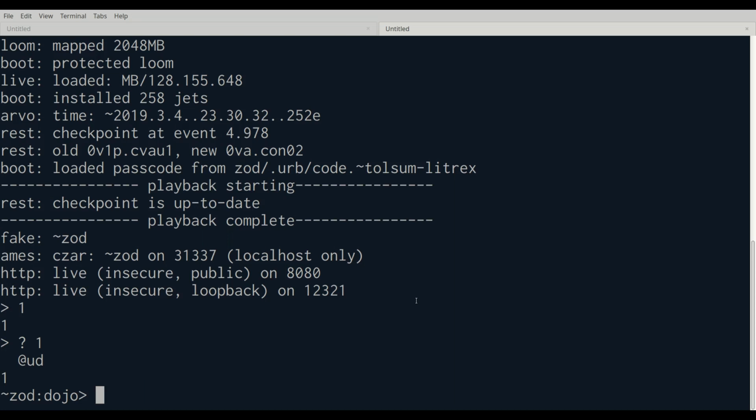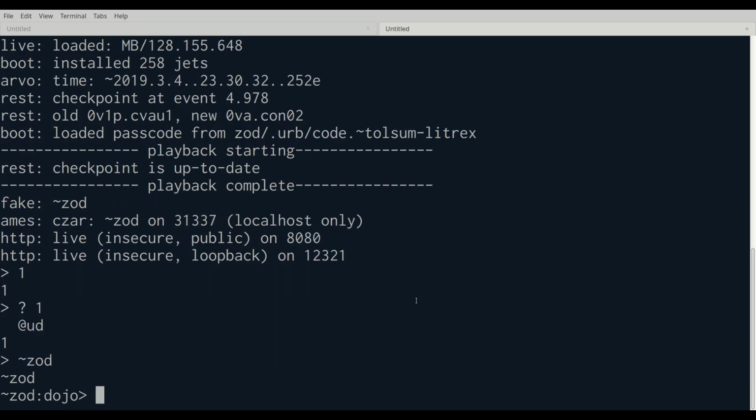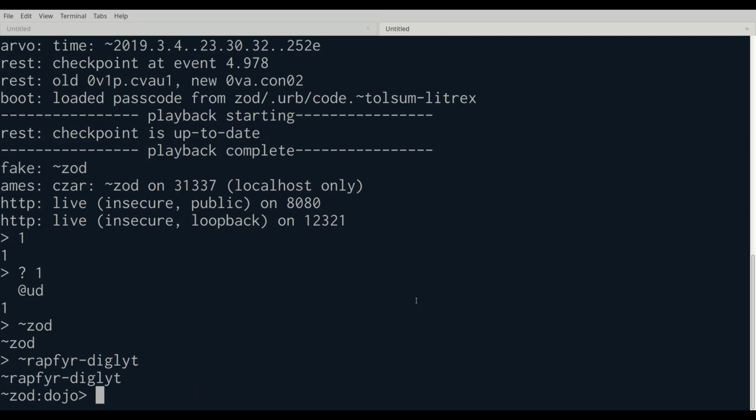Now, let's look at a little bit of a more interesting piece of data. By now you have a planet, so you should be familiar with the way that planets are named. So we can type in the actual name of a planet. Here it's actually the name of a galaxy, or the name of a ship, Zod, and we get back Zod. Now, if I type in my planet, rapfyr-diglyt, see that I get that back.